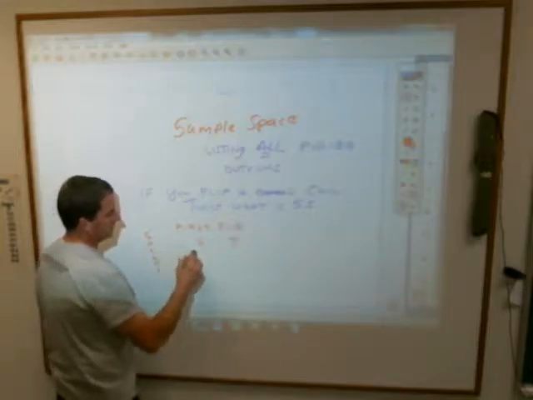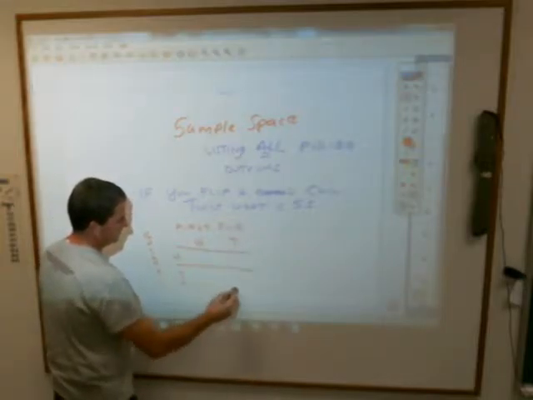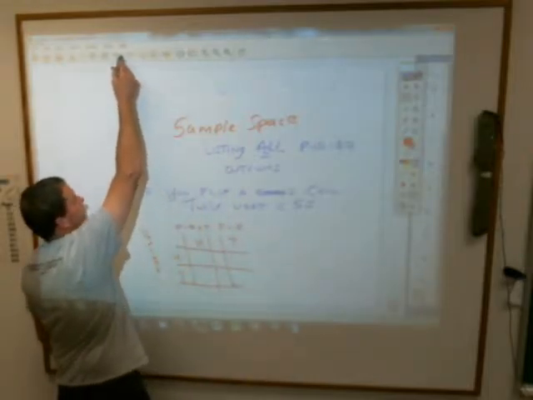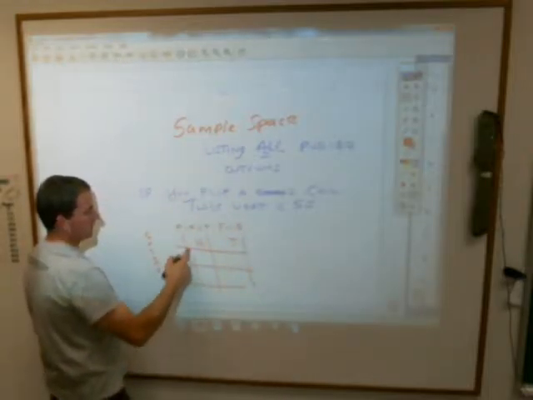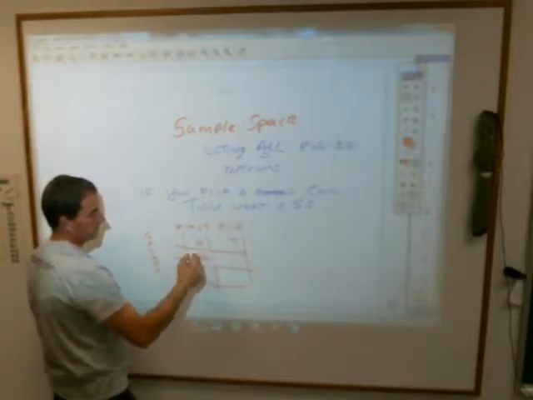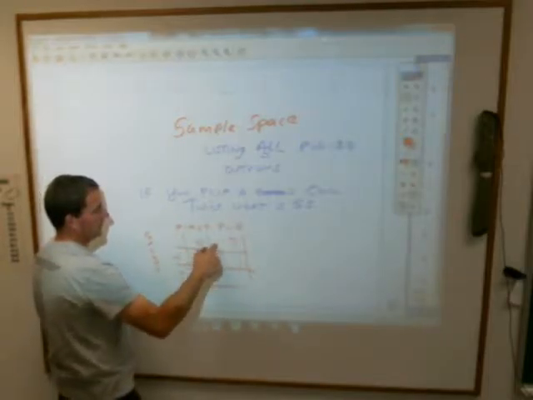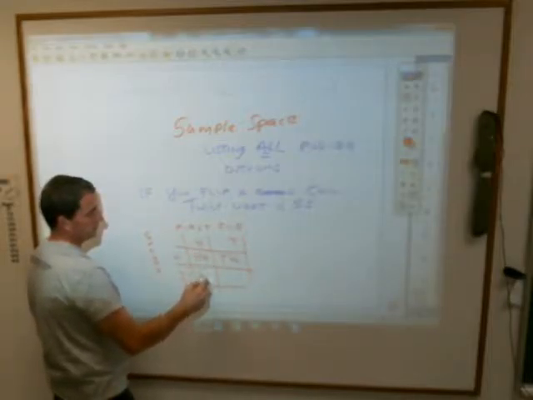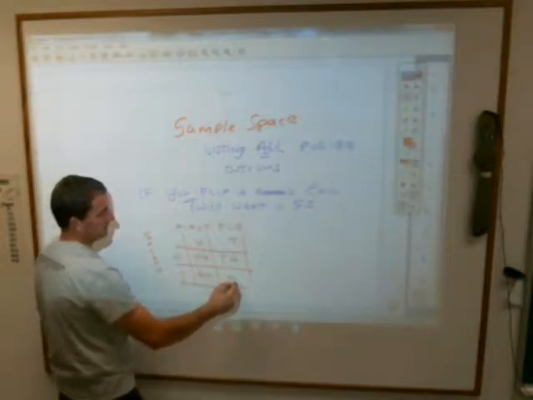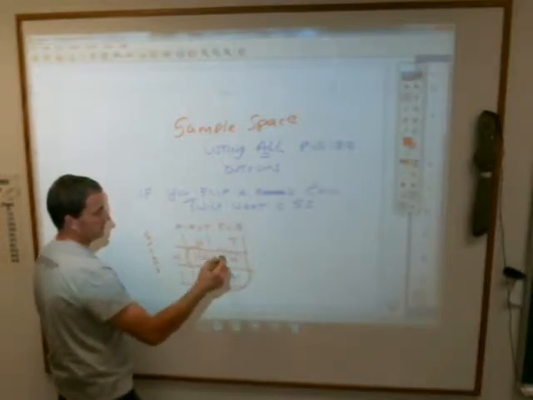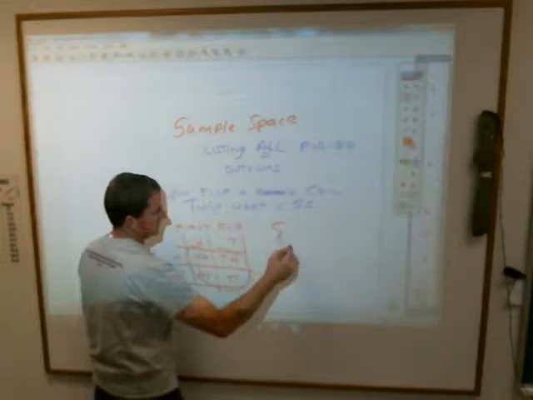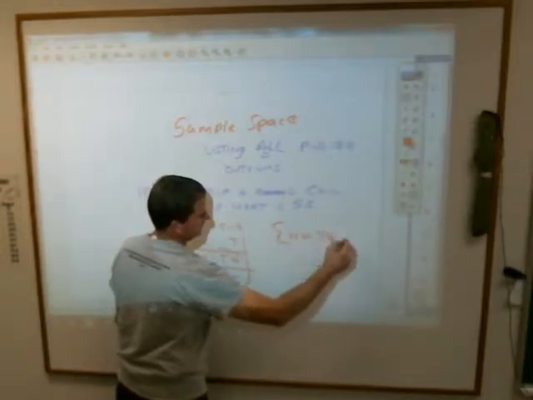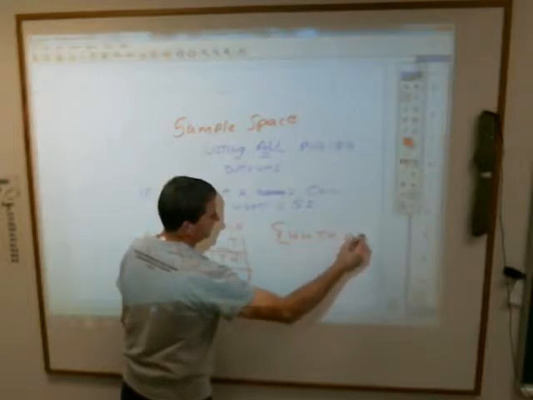So your possible outcomes would look like this. You get a head and a head, those two together. You can get a tail and a head. You get a head and a tail, and you can get a tail and a tail. These four would be your sample space, and usually we put that in braces: head head, tail head, head tail, tail tail.